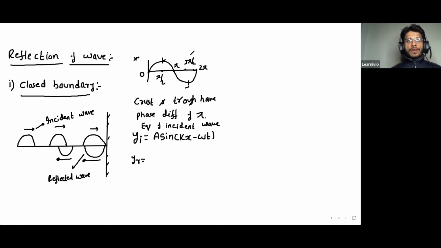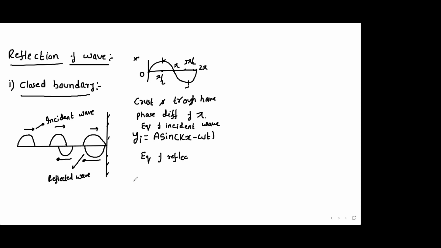The equation of the reflected wave is A sine kx plus omega t. There is one more minor change. Is there any change in phase? Yes. How much? Pi. So you will write a pi.